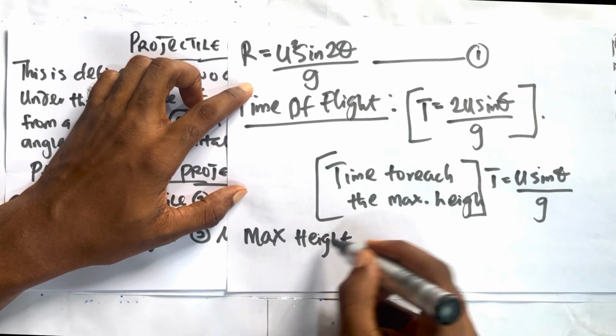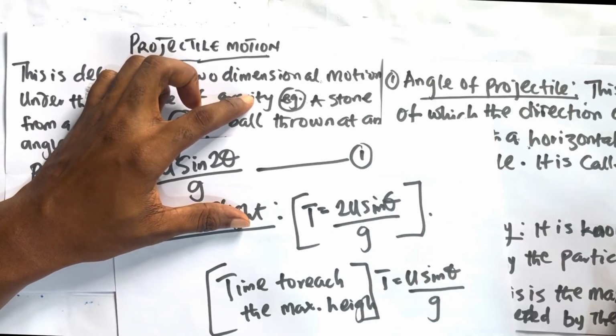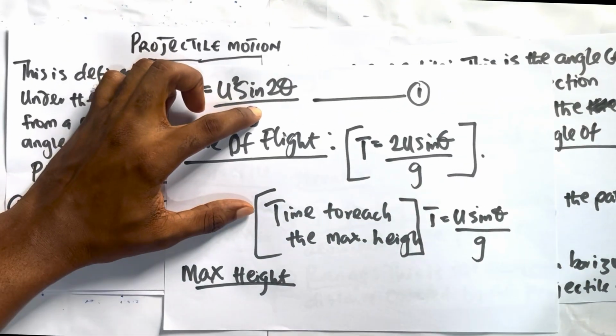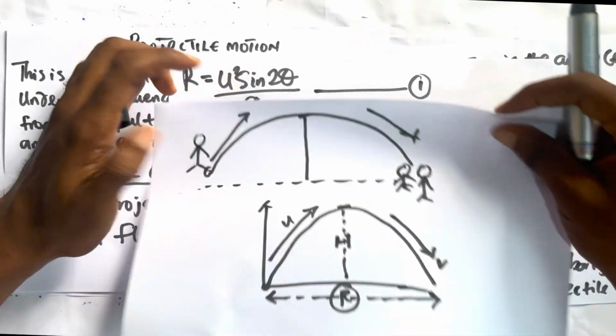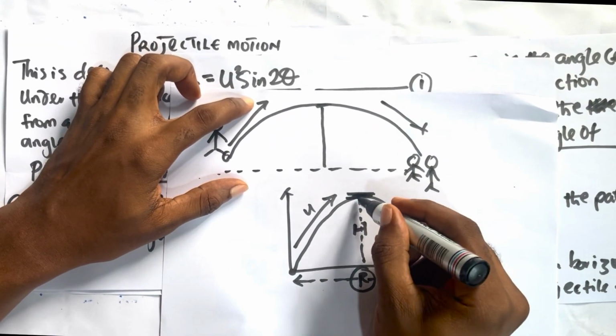Now we have maximum height, the height of a projectile from this, the maximum height.